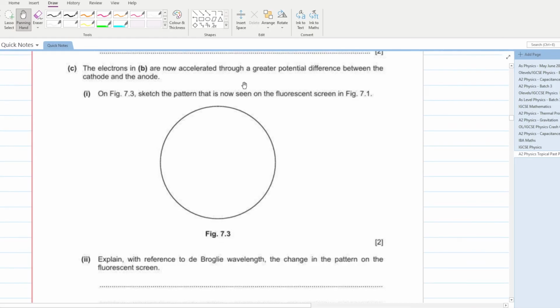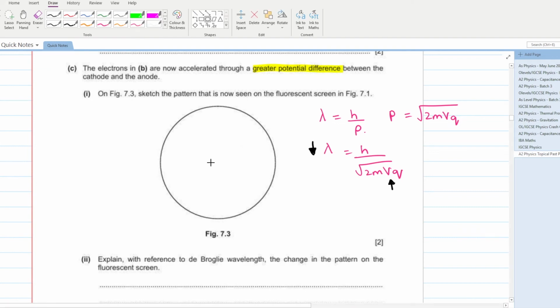The electrons in B are now accelerated through a greater potential difference, so your V has increased, between the cathode and the anode. Sketch the pattern that is now seen on the fluorescent screen. We have also discussed this in the notes. We know that lambda equals h over momentum, and momentum equals root of 2mVq. So lambda equals h over root of 2mVq. If your V or voltage is increasing, what will happen to your lambda? It will decrease. And as your lambda decreases, your circles will shrink in size like this.